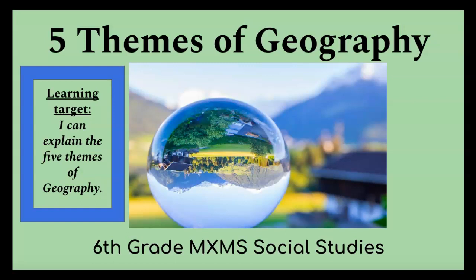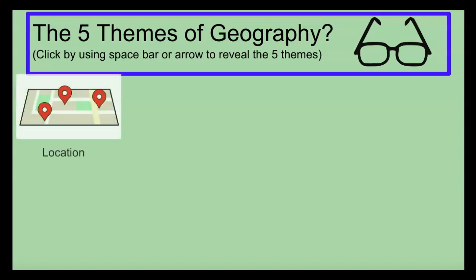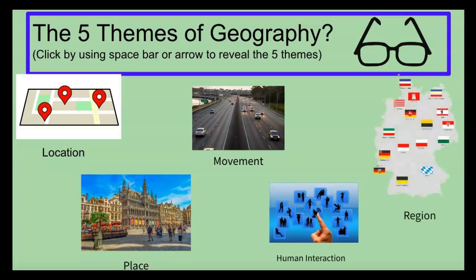Today we'll be talking about one of the five themes of geography. Our learning target is I can explain the five themes of geography. Here are the five themes: location, place, movement, human interaction, and region. Today we will focus on human interaction.